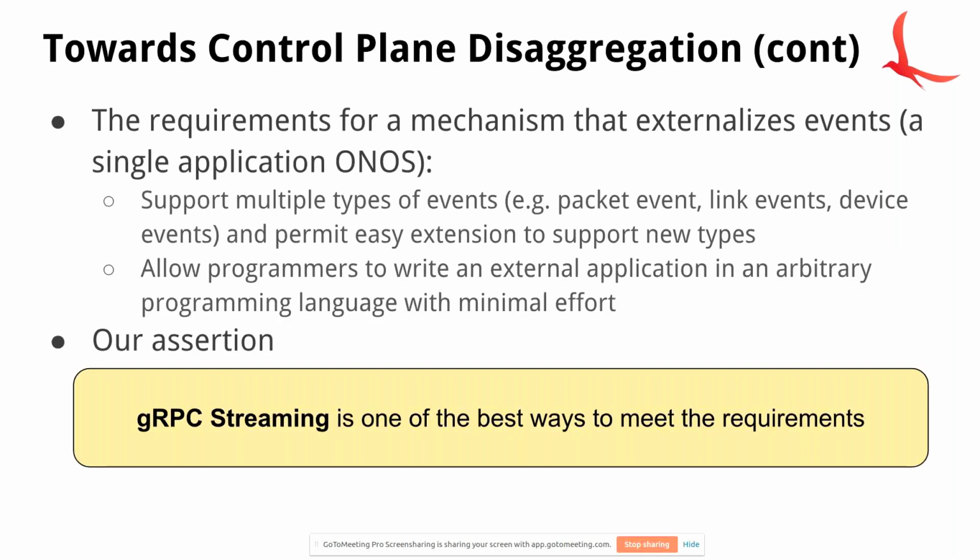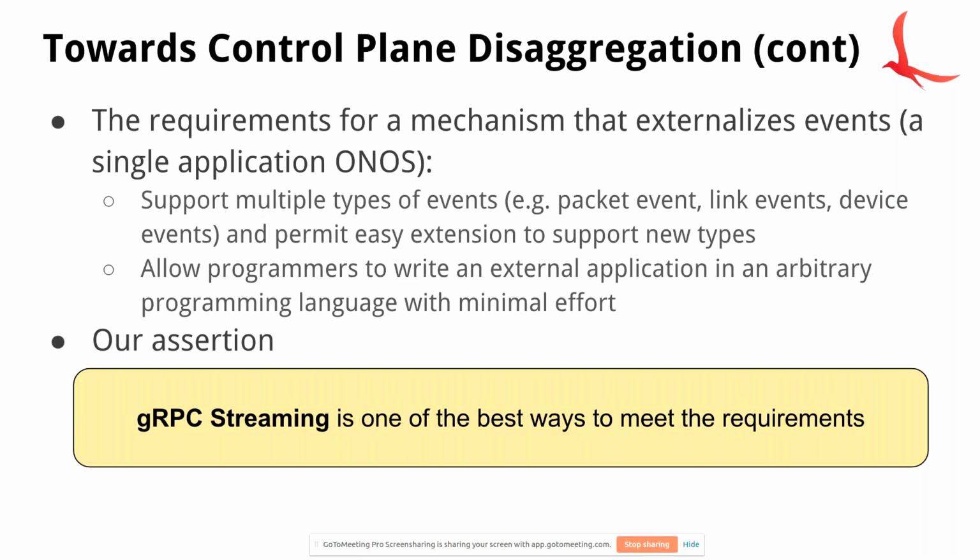Then we decided to move forward and see how we can generalize the idea of externalization of packet processing to something more general, a mechanism that can be used for externalization of the events. So for example, not only packet events, but also topology events like link failure, device failures. To support this sort of mechanism in a controller like ONOS, there are two requirements. First of all, we should be able to extend the application easily to support different types of events. So not only packet events, but also other types of events.